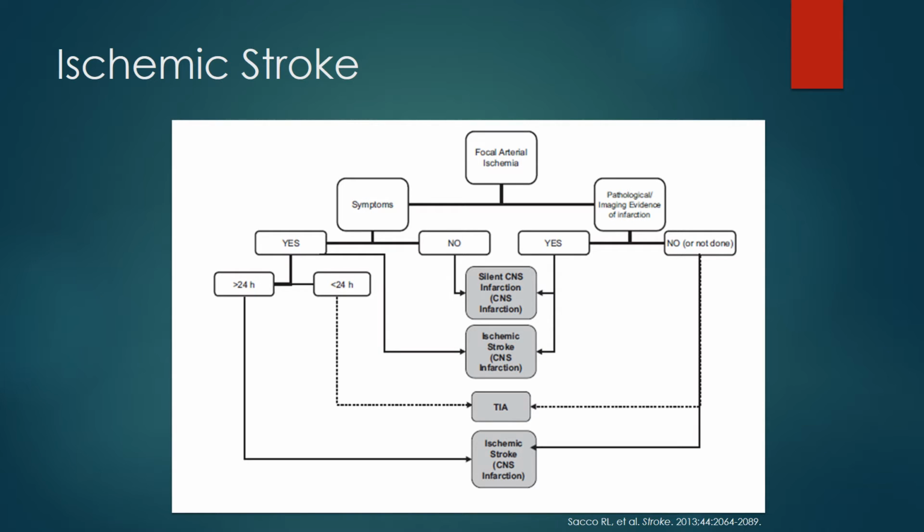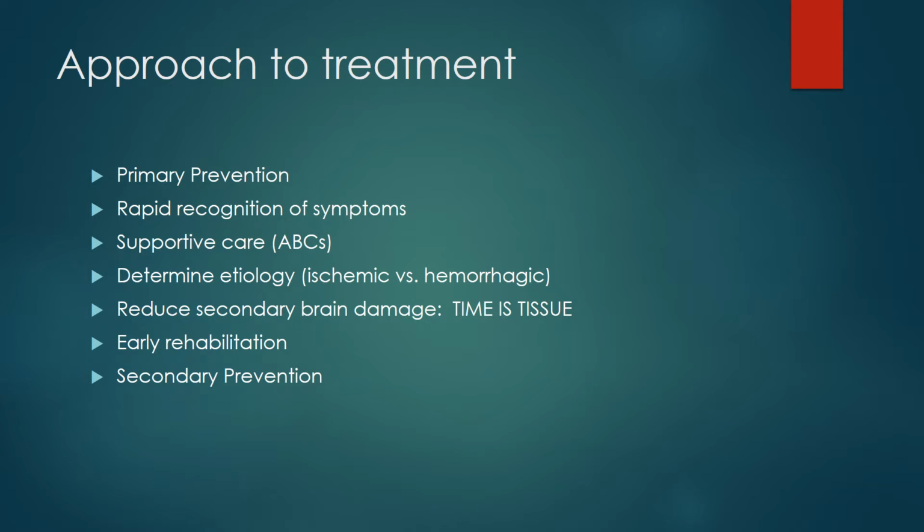If a patient were to present with symptoms of less than 24 hours, it's possible that it could be just a transient ischemic attack. It could still definitely be an ischemic stroke as well. The pathological imaging, so a CT or MRI, is the best way to really rule in ischemic stroke compared to a transient ischemic attack. So our approach to treatment is pretty simple.